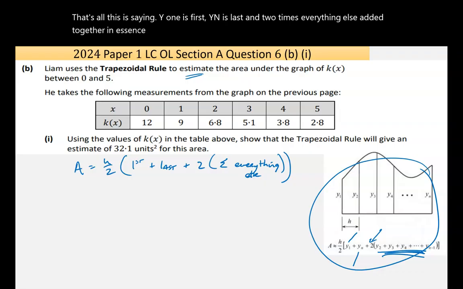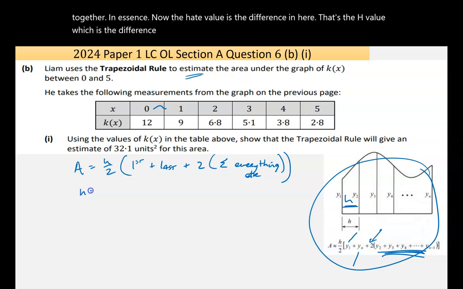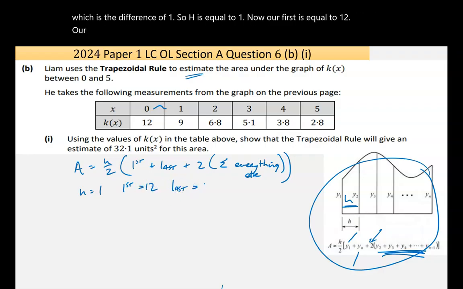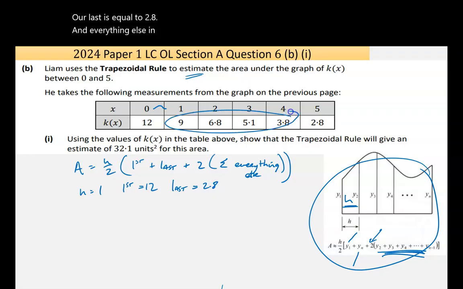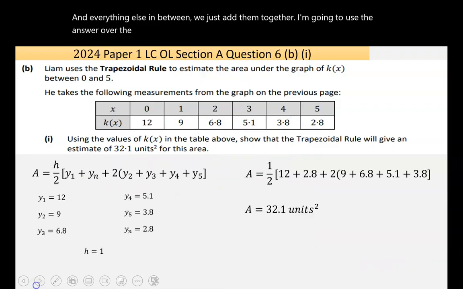Now, the h value is the difference in here. That's the h value, which is a difference of 1. So h is equal to 1. Now our first is equal to 12. Our last is equal to 2.8. And everything else in between, we're just adding them together. I'm going to use the answer I have in the notes because it's tidier.